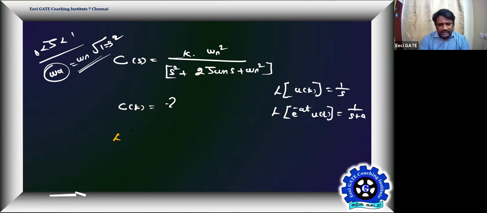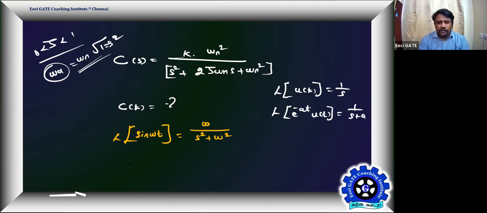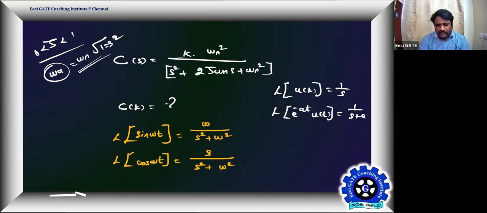Laplace of sine omega t is omega by s squared plus omega squared. Take it for granted. Laplace of cos omega t is s by s squared plus omega squared. Yes, that's fine. It is s squared plus omega squared in the denominator, but what we have is s squared plus omega n squared along with another factor. So the denominator should be of this form, then we can directly apply the inverse Laplace transform and find C of t.